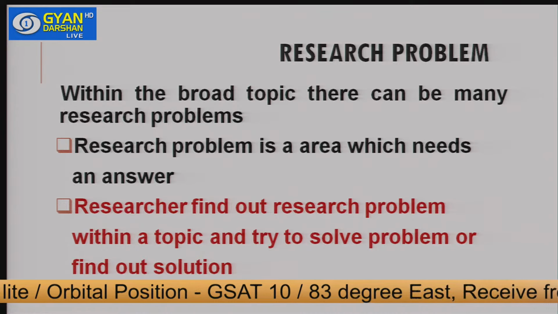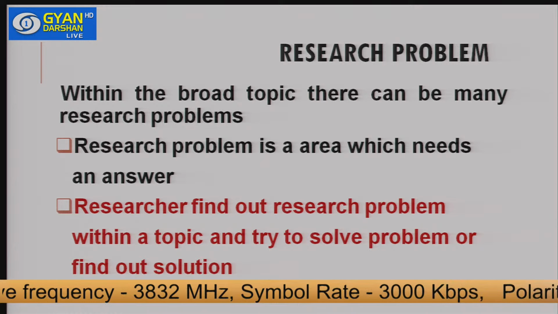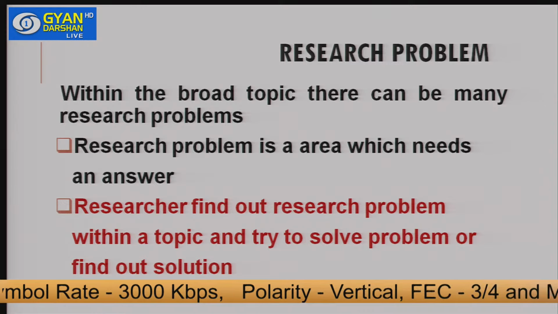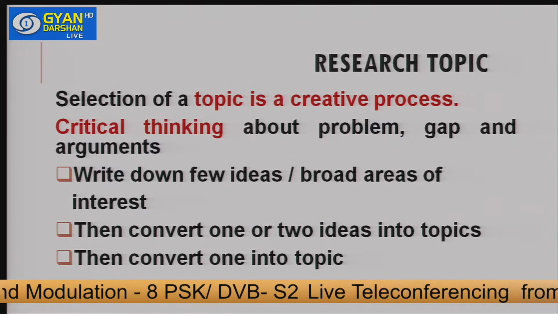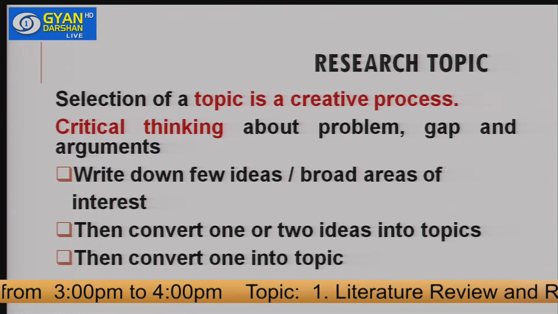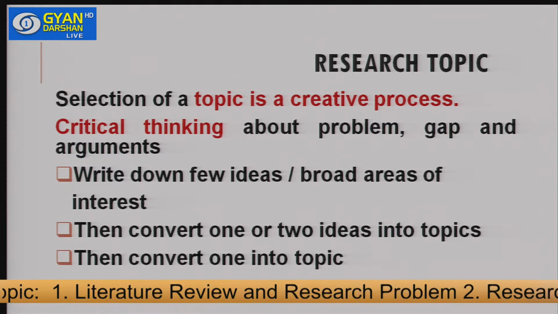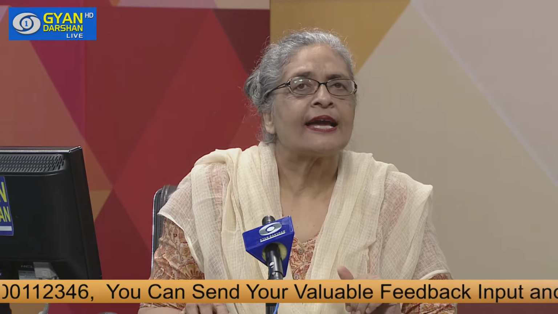Within the broad topic, there can be many research problems. A research problem is an area which needs an answer. The researcher finds a specific research problem and identifies one topic which needs a solution. Selecting a topic is a very creative process. You have to be very creative when you select a topic, with critical thinking about the problem, gap areas and arguments. So the best way is to write down all your ideas, the broad areas, then select 2 or 3 topics, go through the literature, sit again and critically analyze, then select one topic, make a problem statement, then do an extensive literature review.